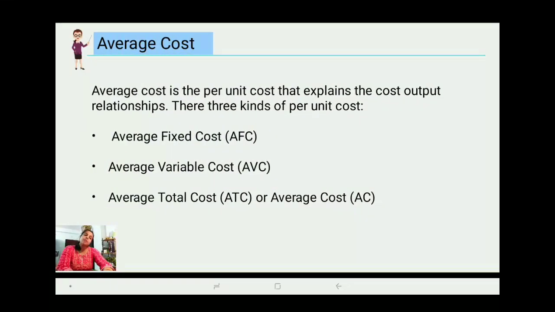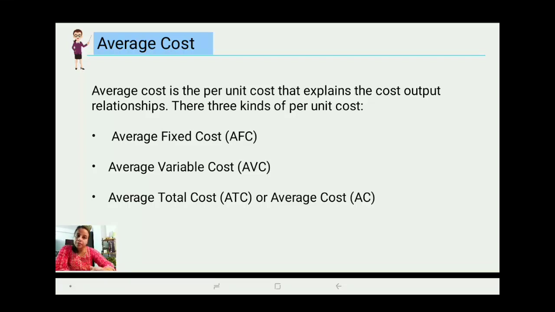So then comes the concept of average cost. Average cost is basically the cost per unit, and it always helps us to explain the cost-output relation. To explain the cost and output relation, we need to have an idea about the average cost concept. And average costs are of three different types.